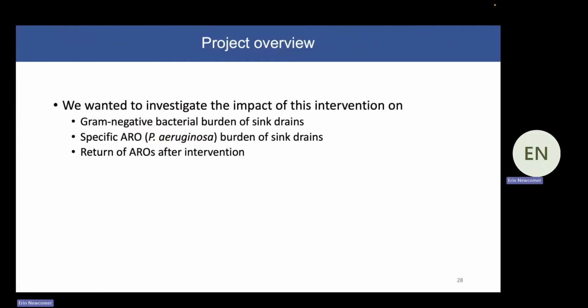In this study, we specifically wanted to investigate the impacts of this intervention on gram-negative bacterial burden of sink drains. This is because gram-negative bacteria have been the main culprits when it comes to these sink drain reservoirs and causing patient infections and outbreaks. We also specifically are going to look at Pseudomonas aeruginosa burden in sink drains. And then finally, we wanted to look at the return of these ARO interventions to see if it could help give us some insight into why these reservoirs are happening in the first place.